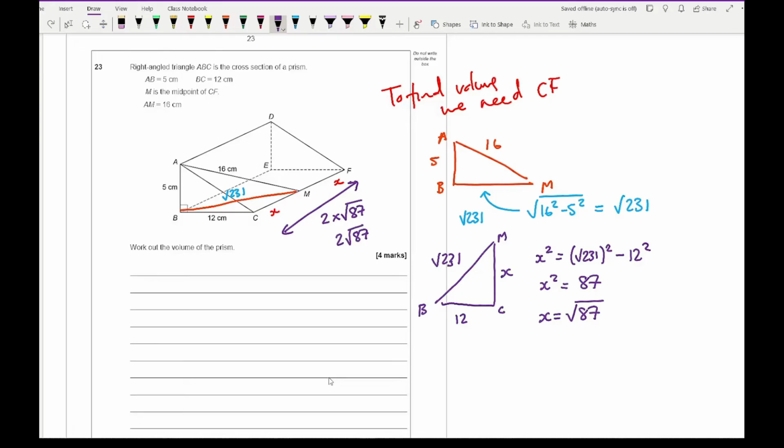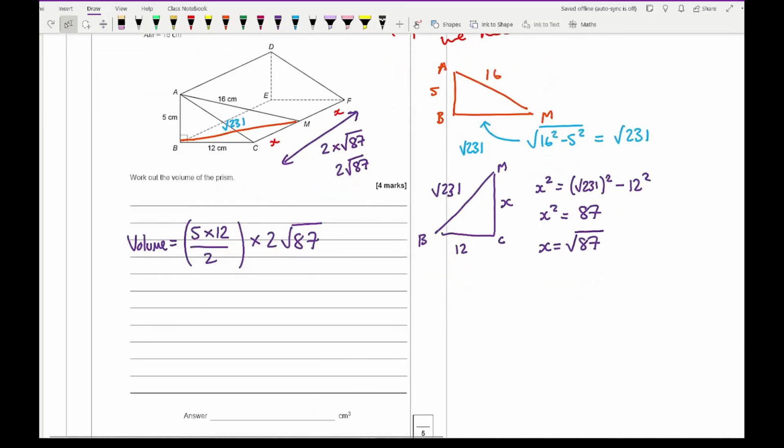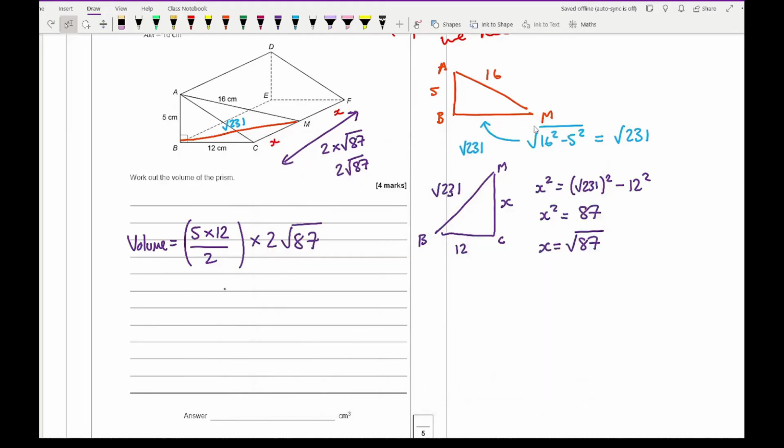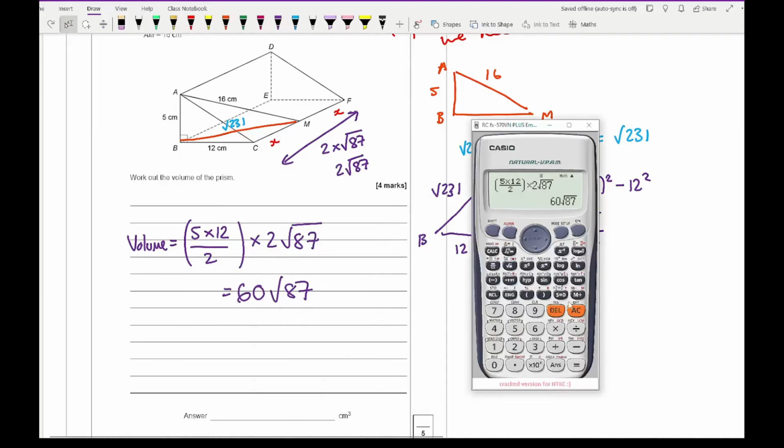So I'm working out the volume. Well, the volume is the area of the triangle, which is 5 times 12 over 2, multiplied by the length, which is 2 root 87. If I type that into my calculator, using fractions, we've got 5 times 12 divided by 2 and then multiplied by 2 root 87, equals, and it gives me 60 root 87. Obviously, I could leave my answer as that, but I'm going to write it as a decimal.